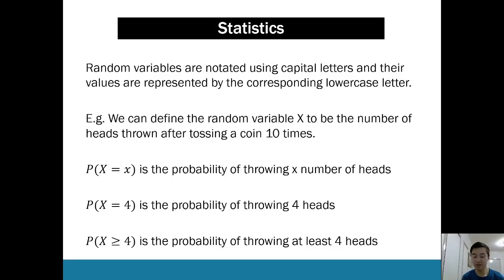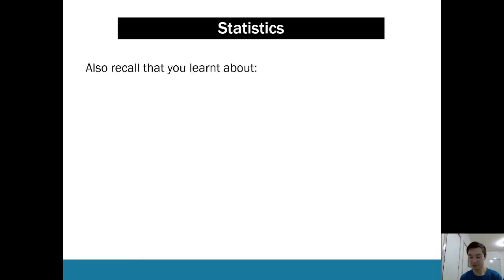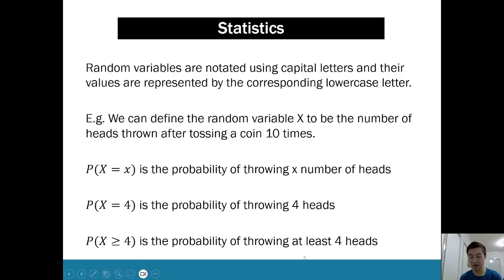In that case, with this notation, the probability that capital X equals x is the probability of throwing x number of heads, whereas if you do X equals 4, that's the probability of throwing exactly 4 heads, but if you have X greater than or equal to 4, that's the probability of throwing at least 4 heads. So that's just a bit of notation. With random variables, we use capital letters to notate them.